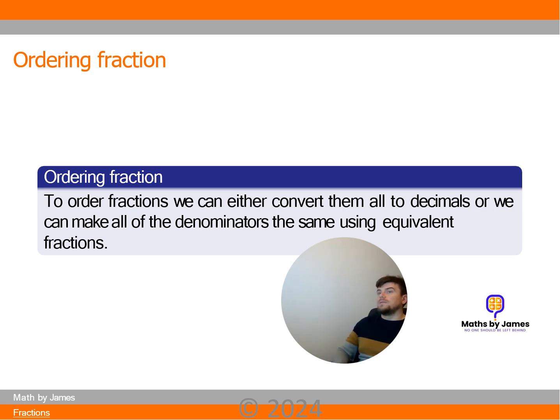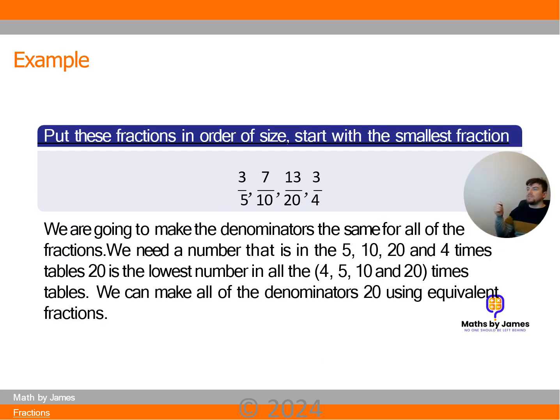Ordering fractions. To order fractions, we can convert them all to decimals, or we can make all the denominators the same. So usually we make all the denominators the same. This just really helps us see clearly what's the same. So let's have a look at this first example here. So we've got 3 out of 5, 3 over 5, 7 over 10, 13 over 20, and 3 over 4.